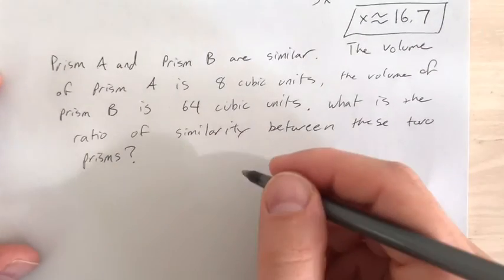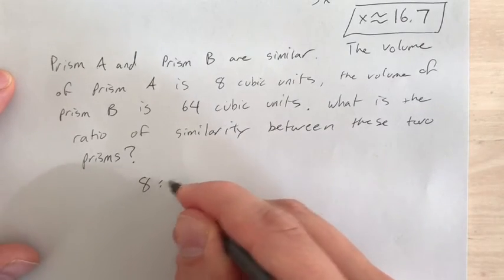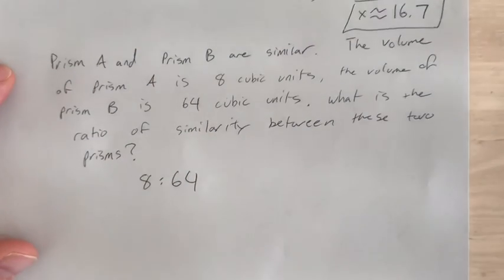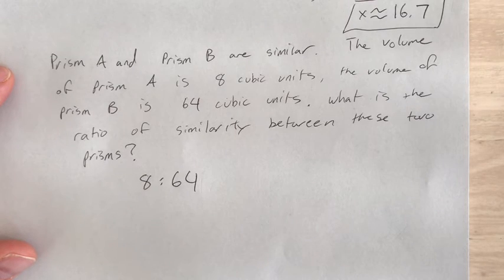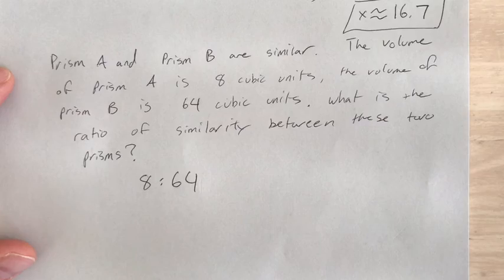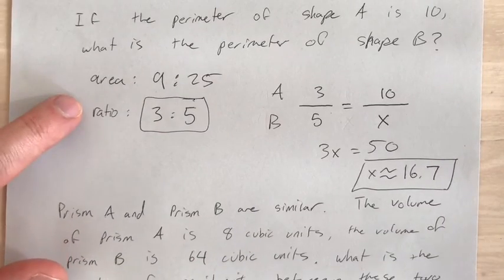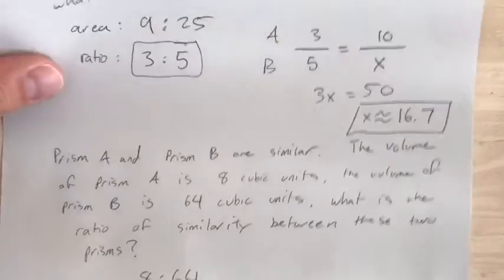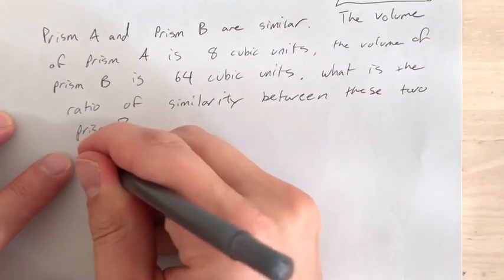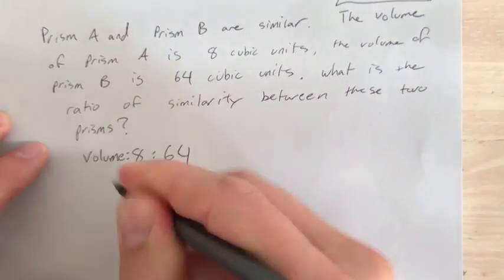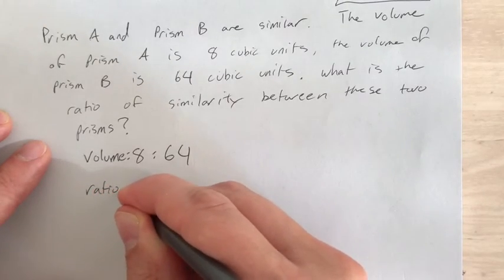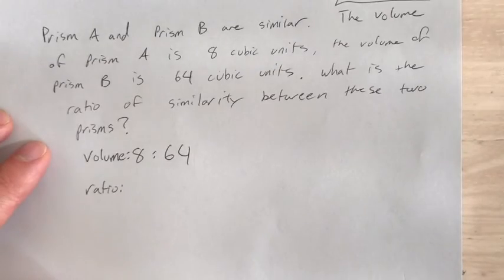Just going, for instance, 8 to 64 is not good enough because that is the ratio of their volumes. We want to know what the ratio of just their lengths are. So the ratio of similarity would just be the lengths ratio. Like before, we square rooted to go from area to the ratio of similarity. What could I maybe do to go from the volume ratio just down to the normal ratio? Square rooting wouldn't cut it. So what would be the opposite of cubing?